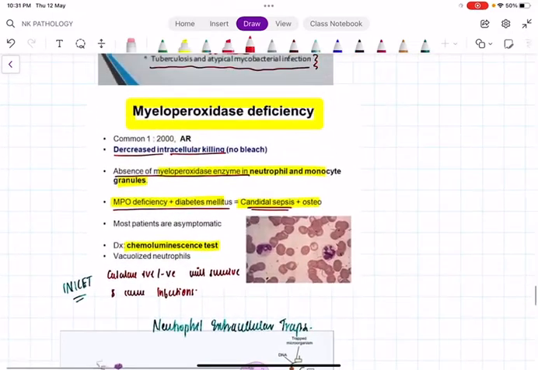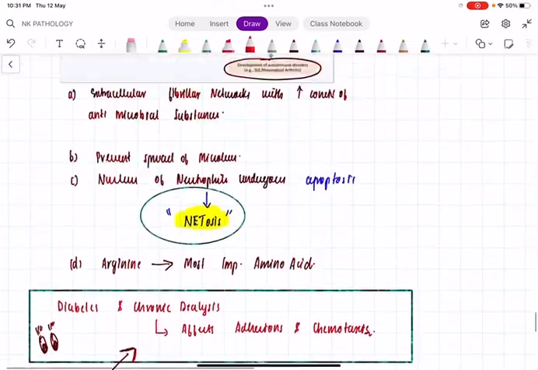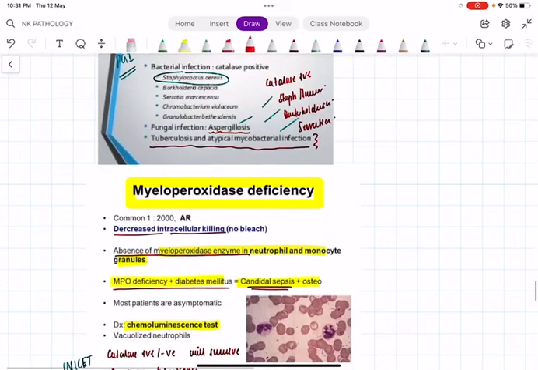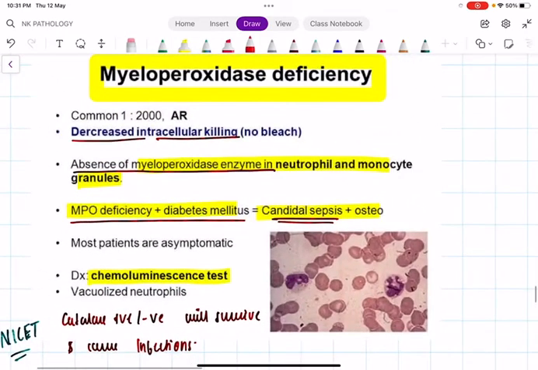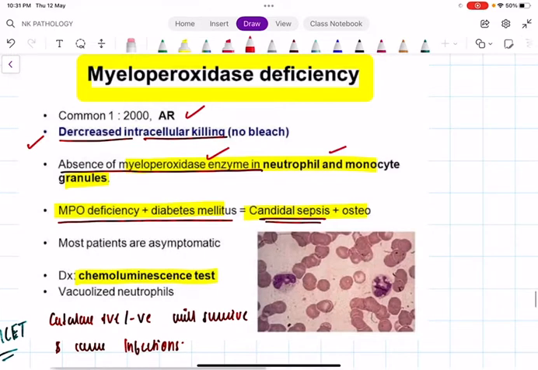Next, let us see what myeloperoxidase deficiency is. Again, it is autosomal recessive. There is decreased intracellular killing. All these are defects of leukocyte function, with absence of myeloperoxidase enzyme in neutrophils. There will usually be candida infection. I told you there is no aspergillosis in CGD. Similarly, there is candida infection.